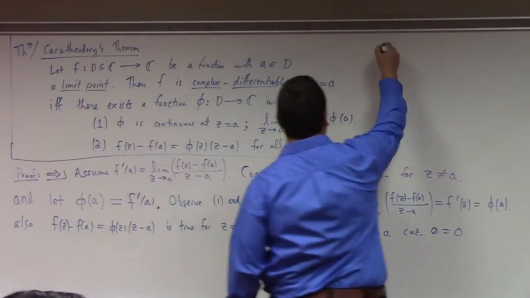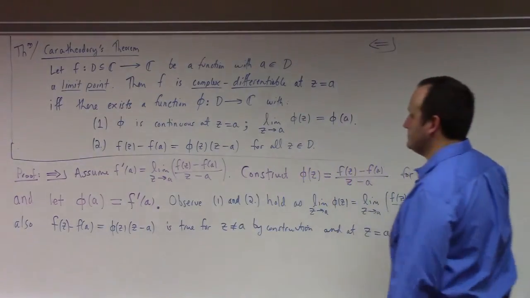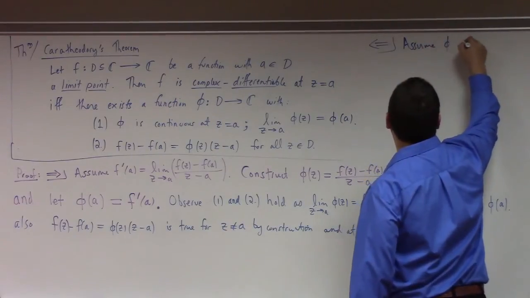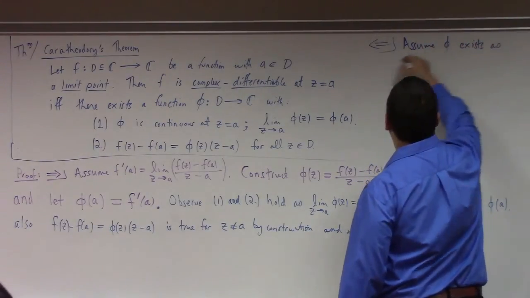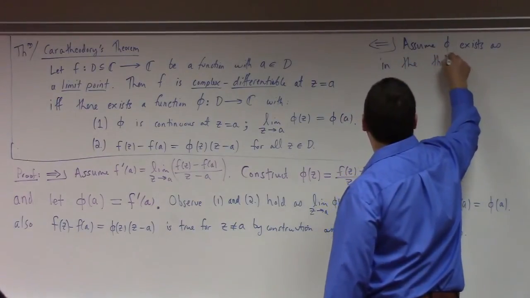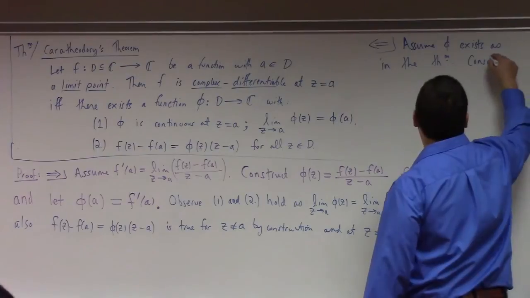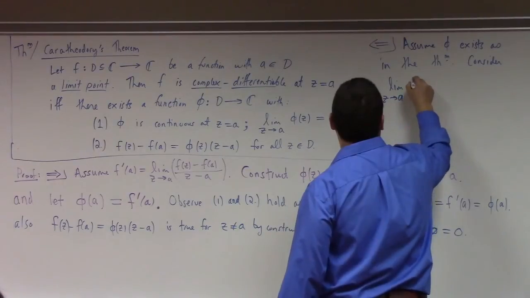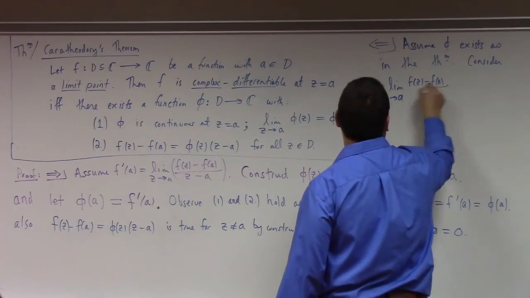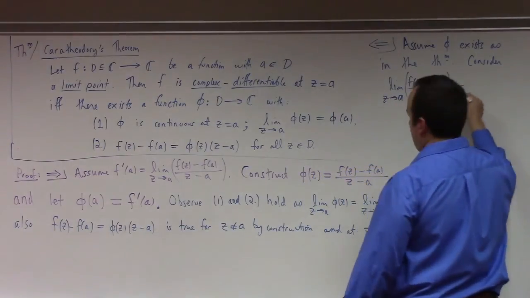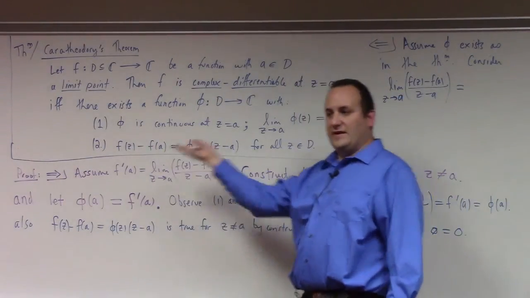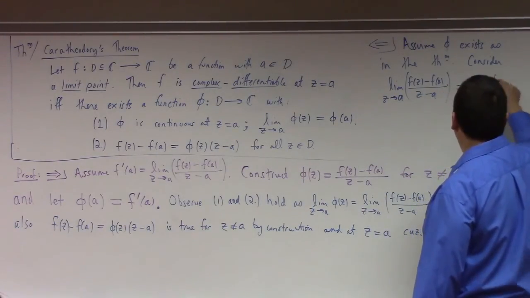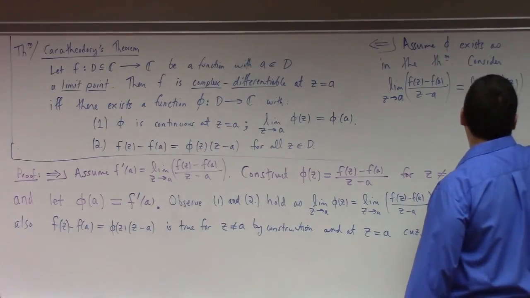How about the other direction of the proof? So assume phi exists, as in the theorem. Consider the limit as z goes to a of f of z minus f of a over z minus a. Well, by 2, if you just divide z minus a on both sides, you can rewrite this as the limit of what? So that's by 2.